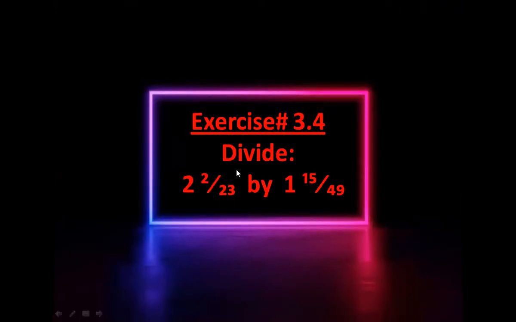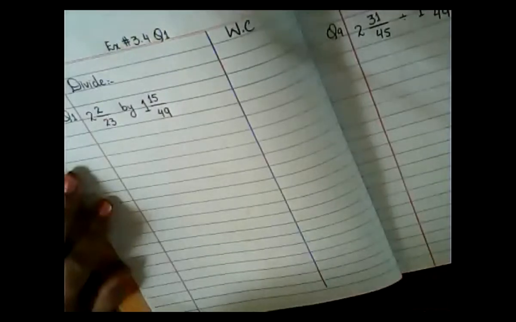Next you have a question from exercise number 3.4. You have to divide 2 whole 2 upon 23 by 1 whole 15 upon 49. I am going to show you with the help of the video. Please tell me if the video is clear to you.